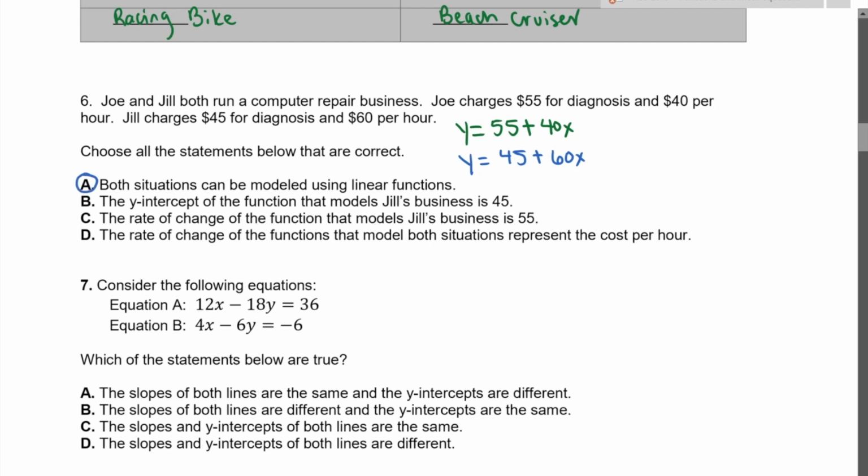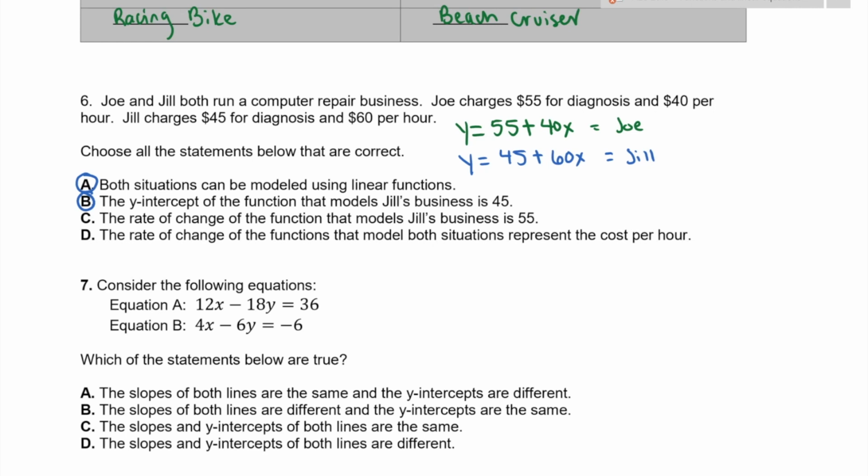The y-intercept of the function that models Jill's business is $45. So Jill is blue and Joe is green. So is Jill's y-intercept $45? Yeah, because remember, the number not attached to x is the y-intercept, and the blue one is 45, so that is the y-intercept.